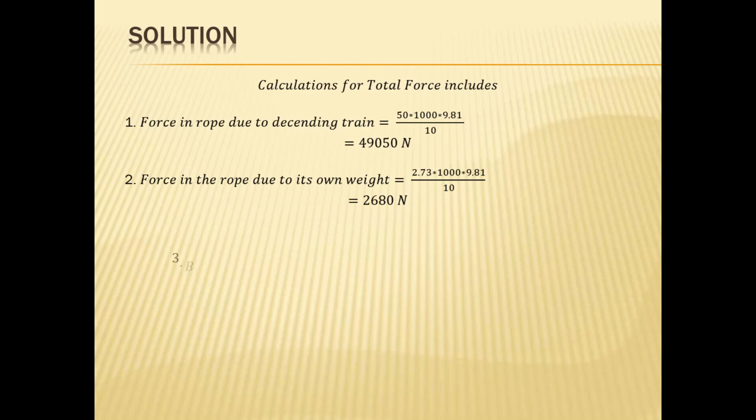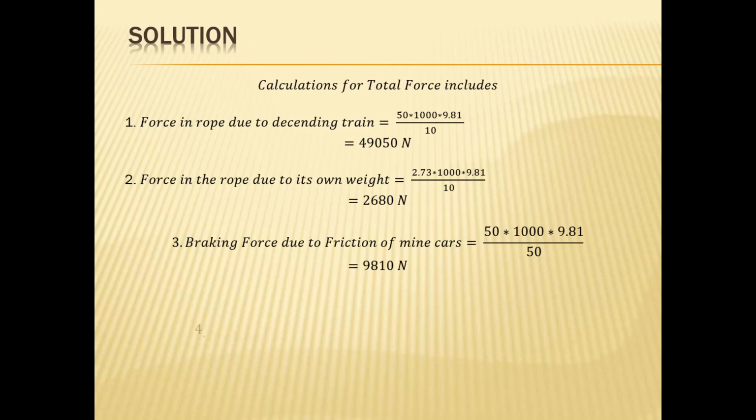We come to the third component, that is braking force due to friction of mine cars. That will be given by 50 into 1000, that is the total mass of the mine cars, multiplied by 9.81 multiplied by the frictional factor, that is 1 by 50. This gives us a numerical value of 9810 newtons.